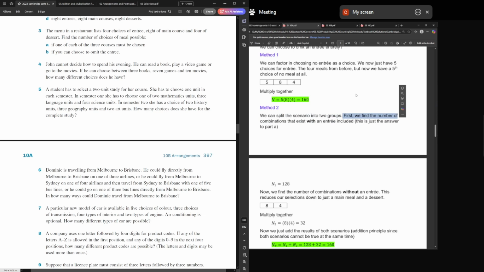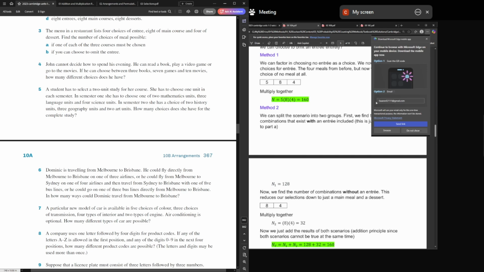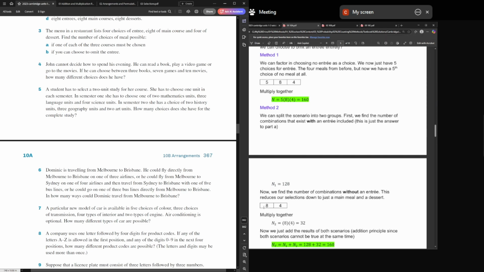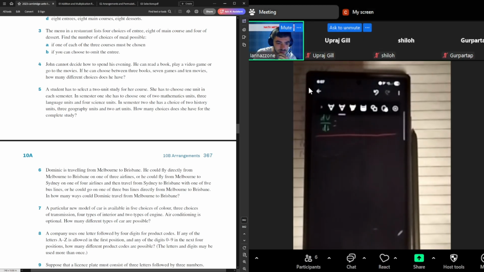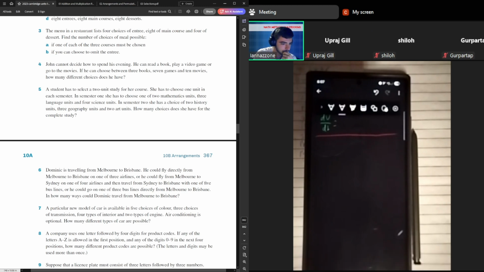So number of combinations with an entree. That's going to be the answer to part A, which is the 128 combinations. And then from there, you ignore the fact that entree could even be included. And so you just have 8 by 4 instead of 5 by 8 by 4. And from there, you just add those 2 sections together. That's another way of handling it that's quite common.